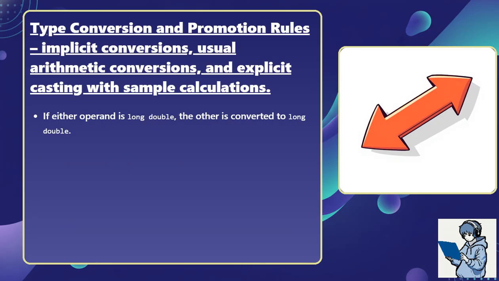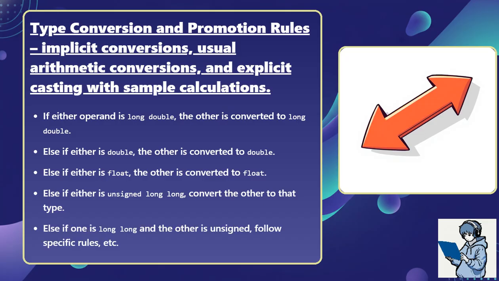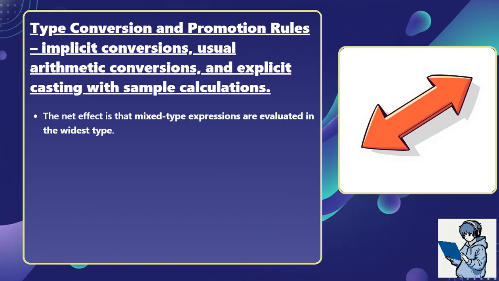If either operand is long double, the other is converted to long double. Otherwise, if either is double, the other is converted to double. Otherwise, if either is float, the other is converted to float. Otherwise, if either is unsigned long, convert the other to that type. Otherwise, if one is long and the other is unsigned, follow specific rules. The net effect is that mixed type expressions are evaluated in the widest type.